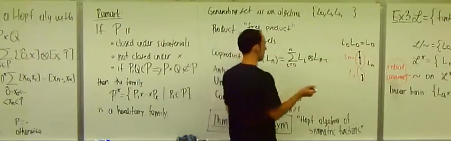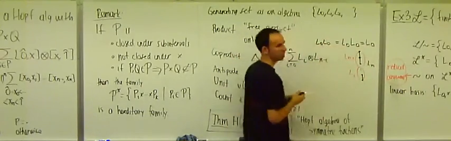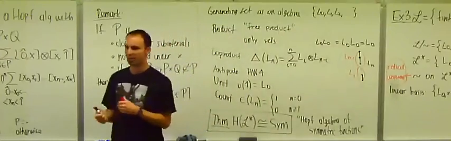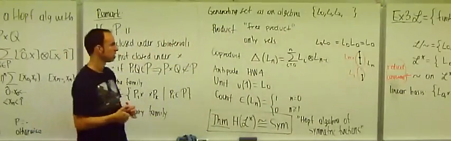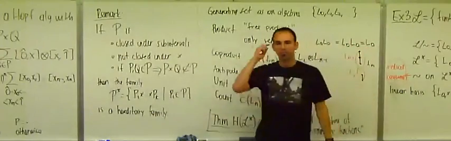But I guess I also should write now that this is equal to LA L0 because, in principle, I wouldn't know if LA and L0 commute. But so I'm just saying LA times 1 is equal to 1 times LA is equal to LA. Yeah?